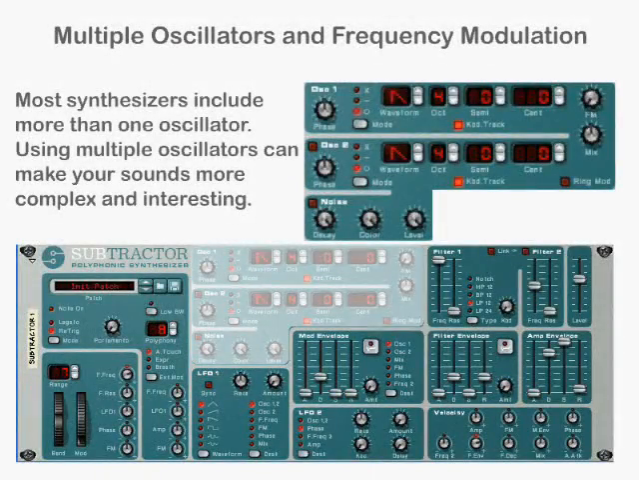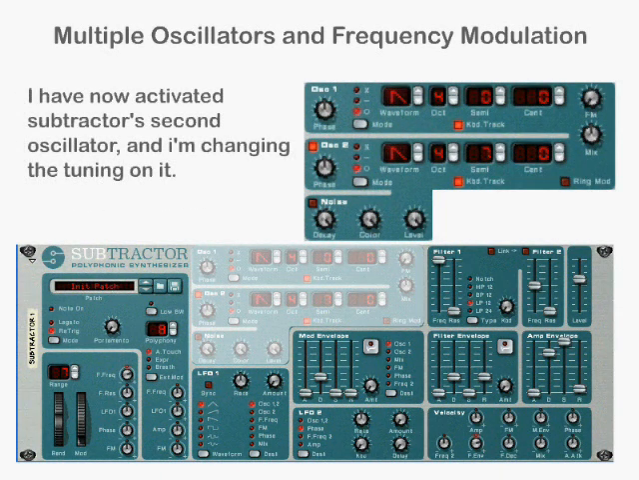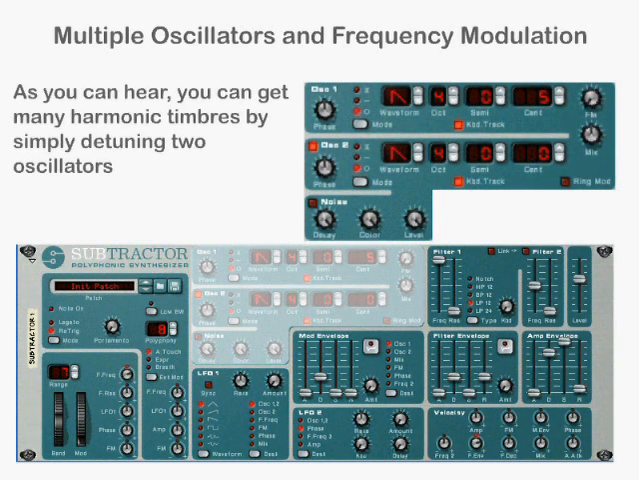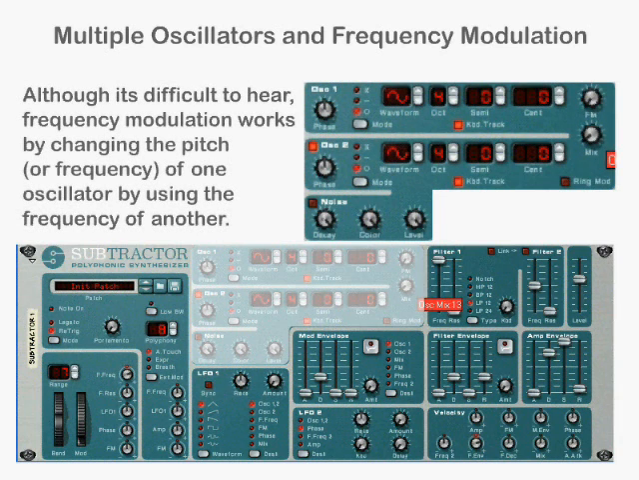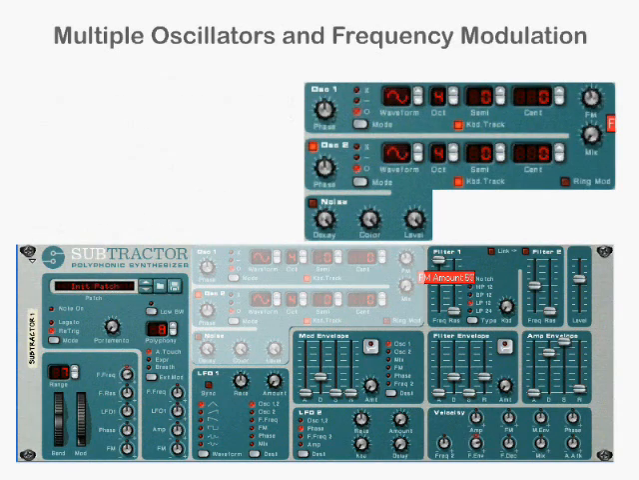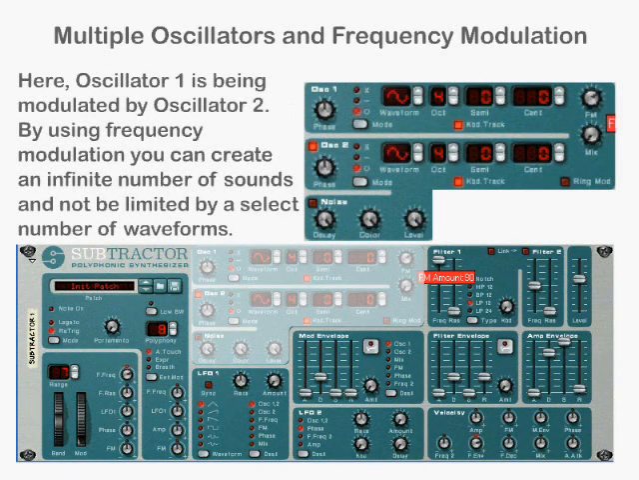Most synthesizers include more than one oscillator. Using multiple oscillators, you can make your sounds more interesting. Here, I'm creating alternate timbres by simply detuning the second oscillator with the first. Frequency modulation works by modulating the pitch of the first oscillator by using the second. As you can hear, you can get many different timbres by simply using this method.